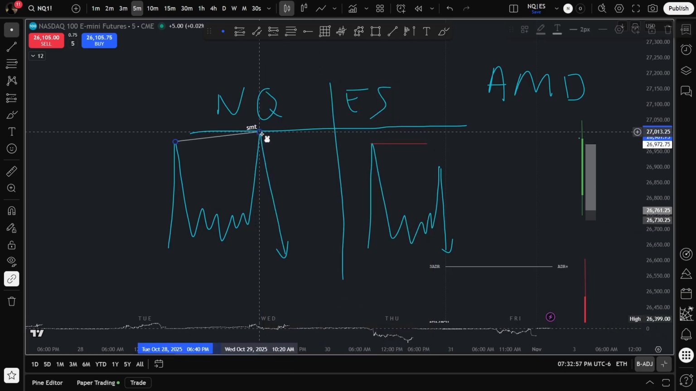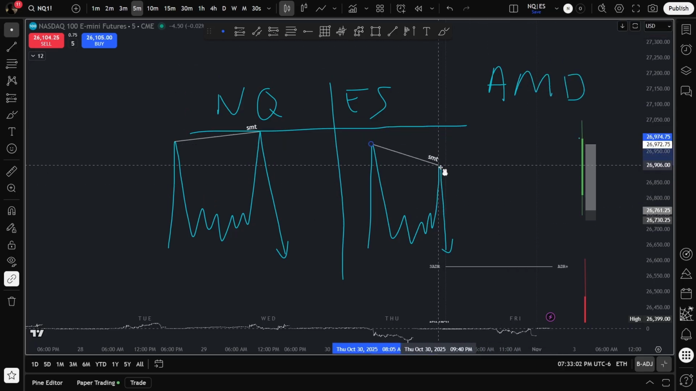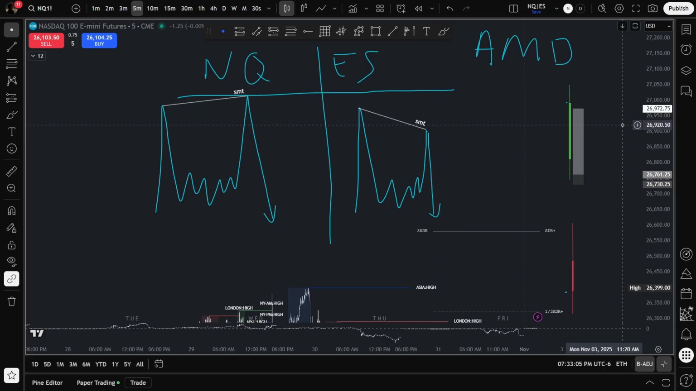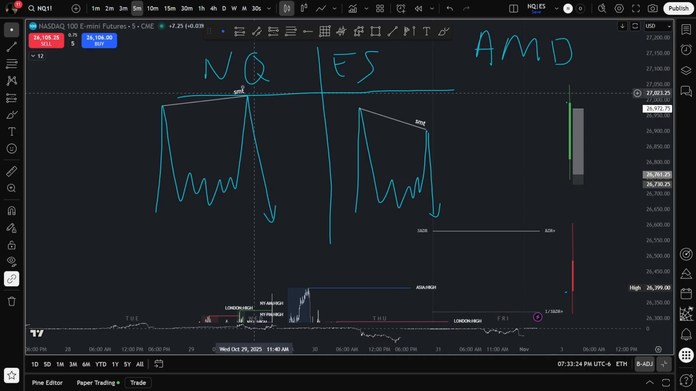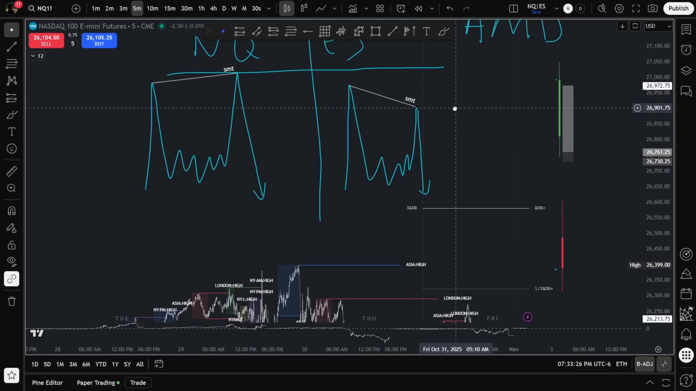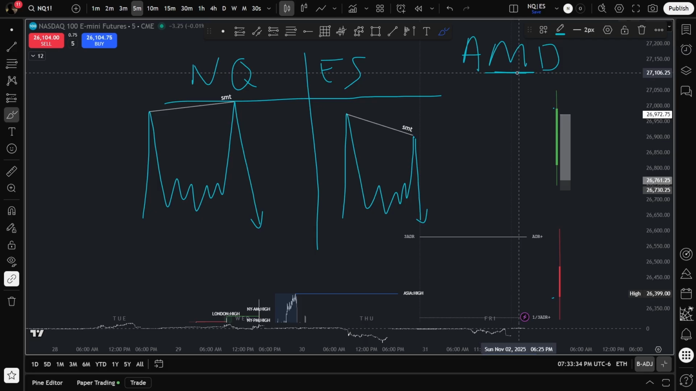How you would draw it, you draw it like this, from that high to that high, and from that high to this high. Now, if you watch my first video, I talked about something called CVD SMT, and it's essentially the same concept except with order flow. Order flow is essentially just seeing the orders flow in and out of the market, and then you can have the same concept of the SMTs. So this SMT shows you that this is the manipulation.